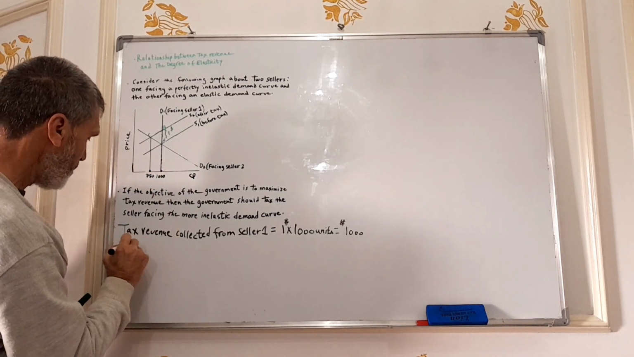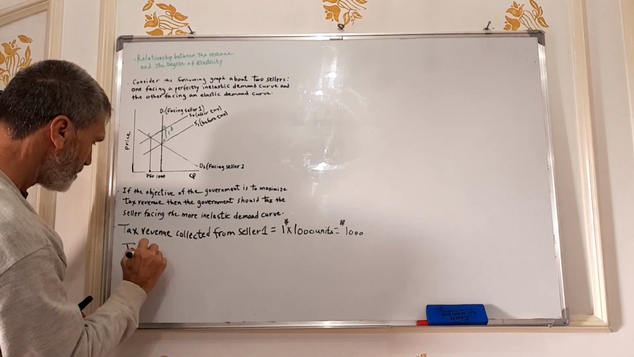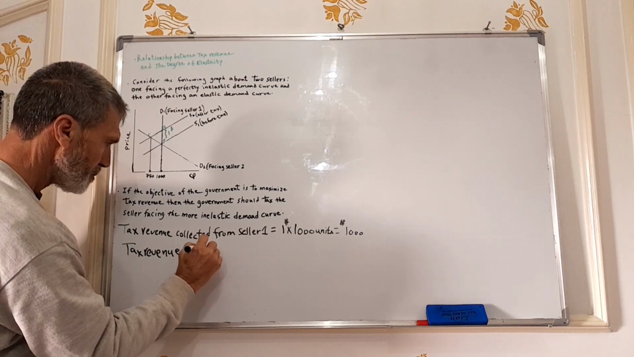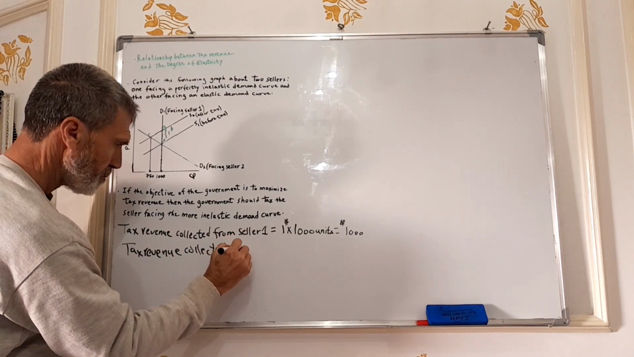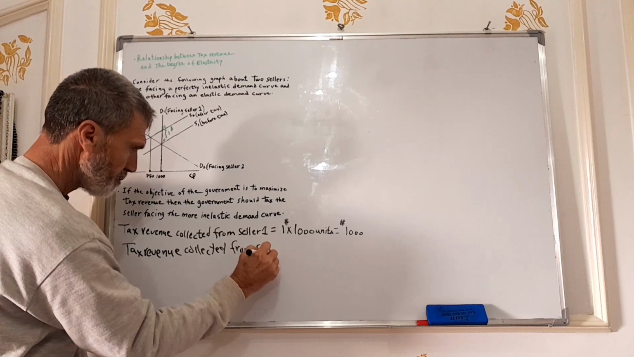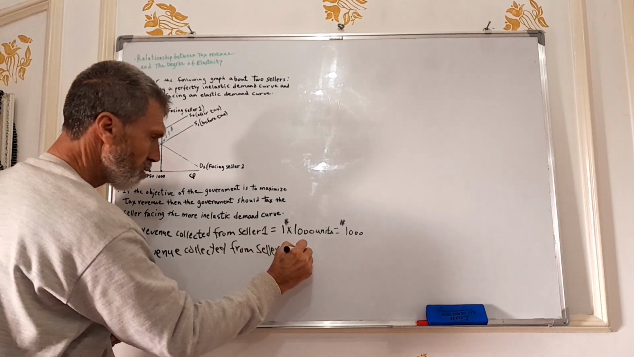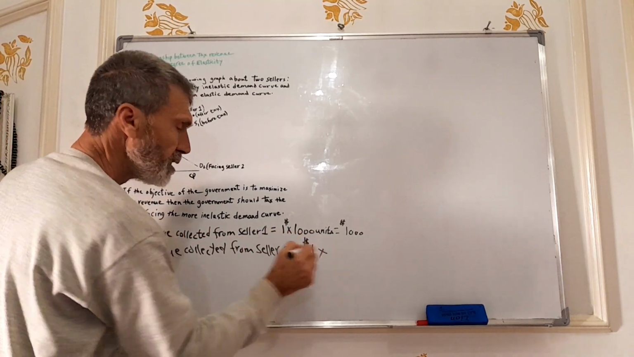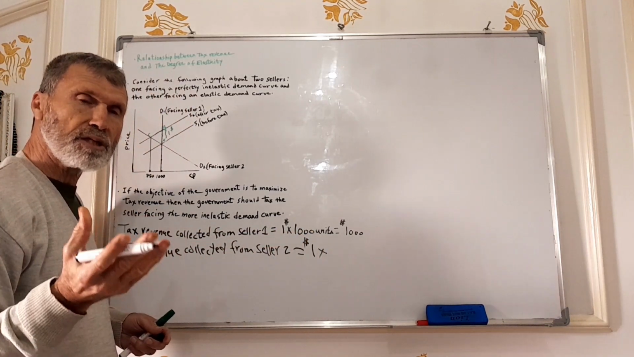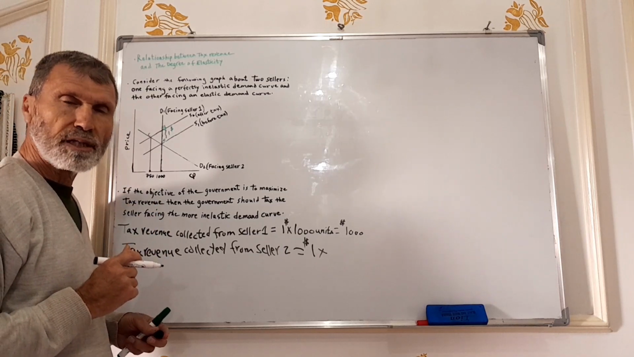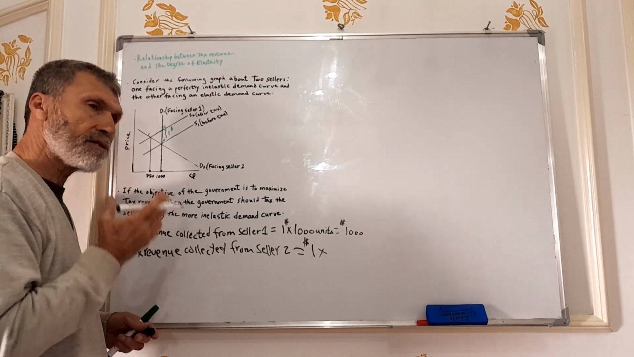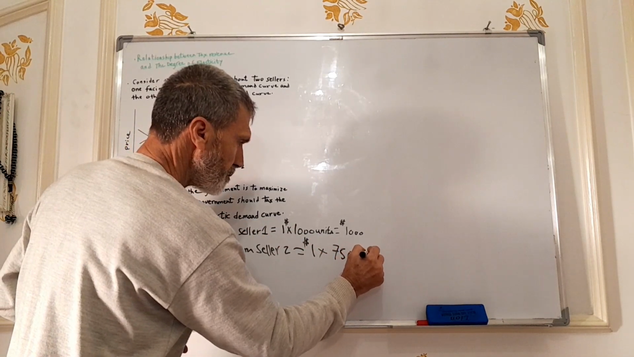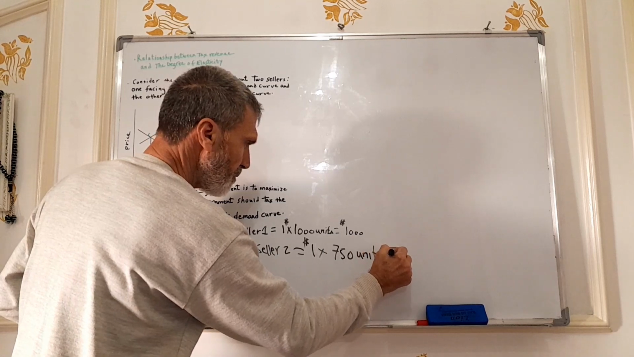Okay, so the tax revenue collected from seller two is equal to $1, which is the amount of tax, times the quantity that is sold by seller two, which is 750 units, and that equals $750.